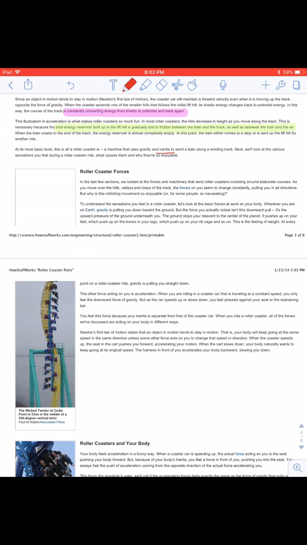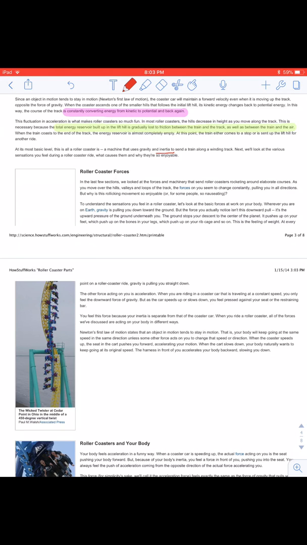To understand the sensations you feel in a roller coaster, let's look at the basic forces at work on your body. Whenever you are on Earth, gravity is pulling you down toward the ground. But the force you actually notice isn't this downward pull, it's the upward pressure of the ground underneath you. The ground stops your descent to the center of the planet. It pushes up on your feet, which push up on the bones in your legs, which push up on your rib cage, and so on.